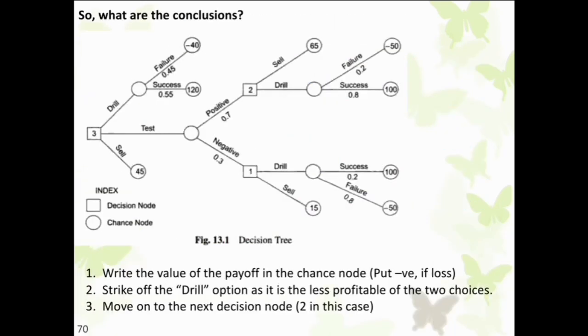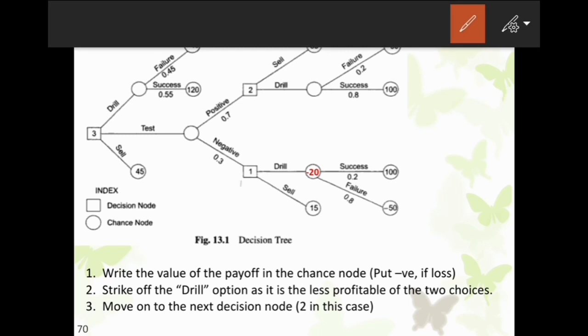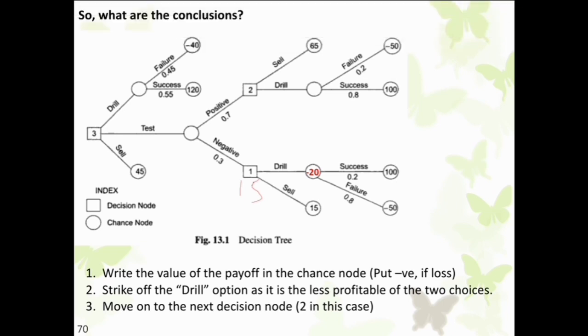So what should we do after finding out the favorable outcome? First of all, we should write the value of the payoff in the chance node as well as the decision node. Put a negative sign if it is a loss. The result of drilling gives a loss of 20 million, isn't it? So we should write that there. And here I forgot, you can write 15, to show that we are going to select the option of selling the land over drilling.